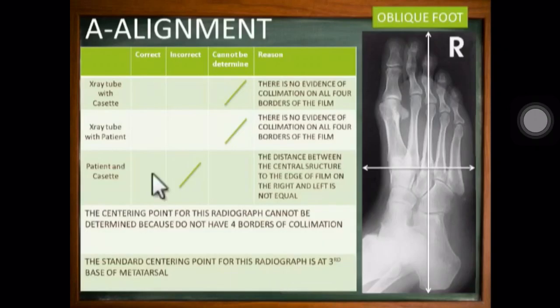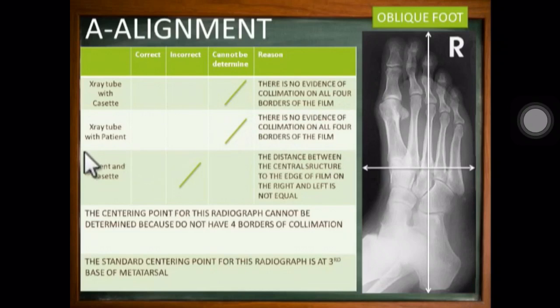For the alignment between the X-ray tube with the cassette, it cannot be determined because there is no evidence of collimation on all four borders of the film. And the alignment between the X-ray tube with the patient cannot be determined because there is no evidence of collimation on all four borders of the film.